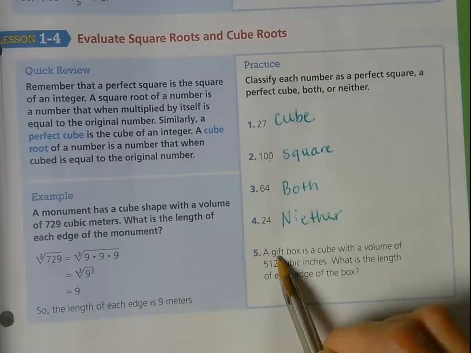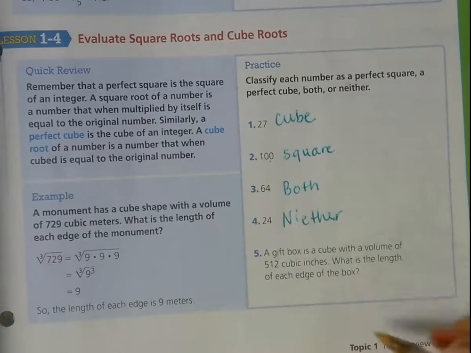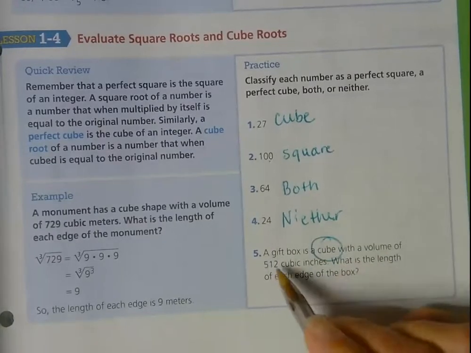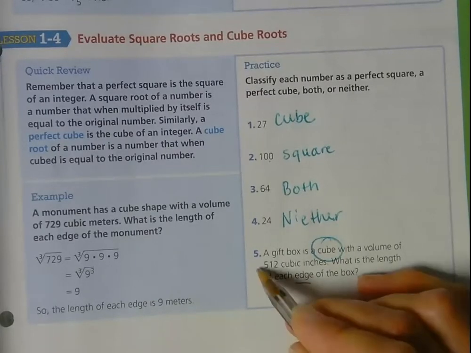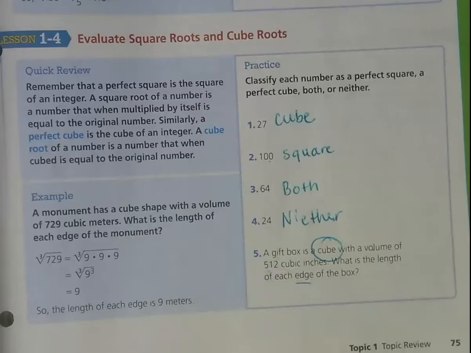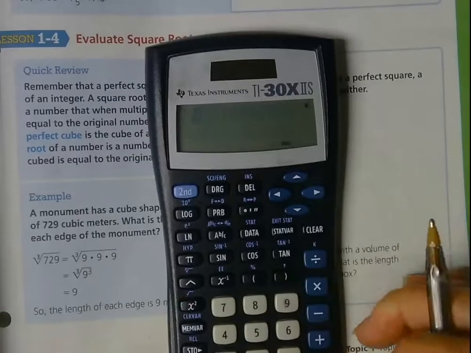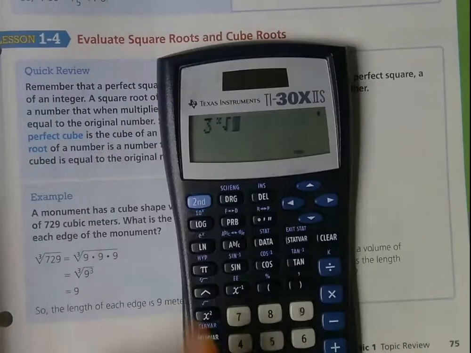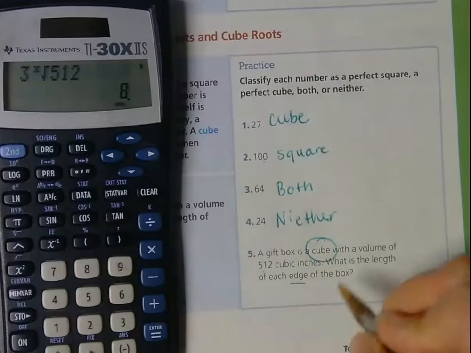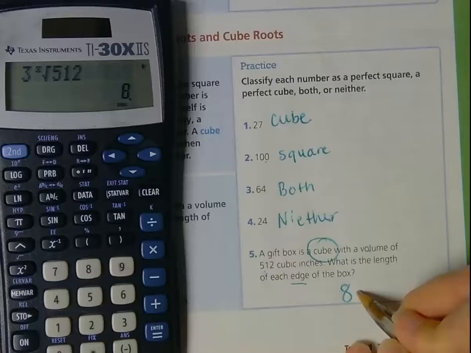Alright, the next one says a gift box is a cube. So there's our hint. It's a cube, and the volume is 512. We need to find the length of each edge of the box. So it's a cube, so to find the length of one edge, we need to do the cube root. So I'm going to do the cube root of 512, and that equals 8. And then you would say inches for your units.